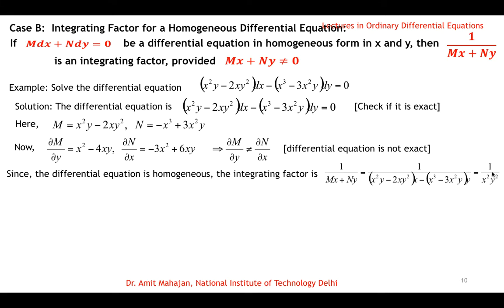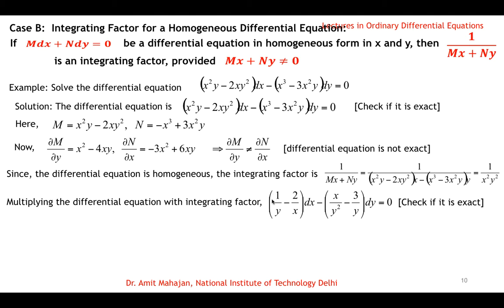and role of this factor is that if I multiply this factor on both sides of differential equation, then the differential equation can be written as this 1 by y minus 2 by x dx minus x over y square minus 3 by y dy is equal to 0. Okay, so 1 by x square y square is multiplied to this equation. Now again check that this new differential equation is exact.